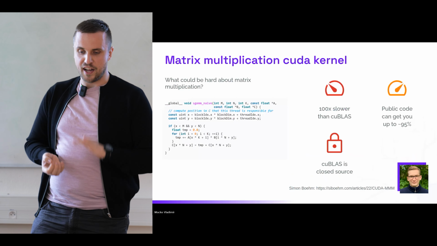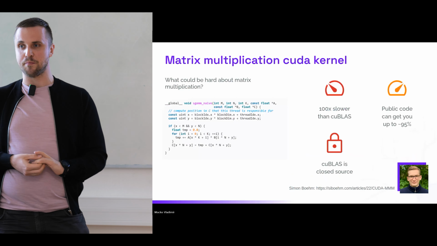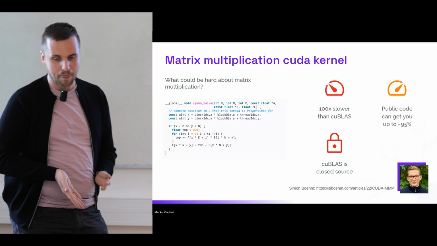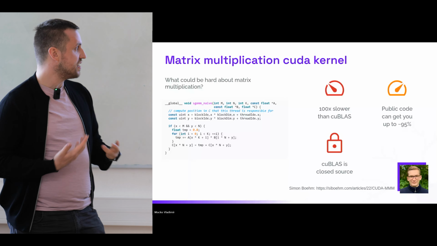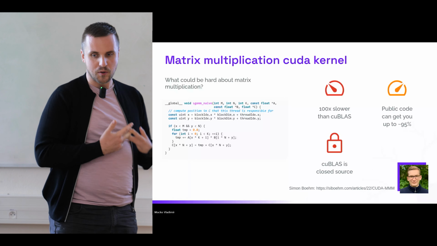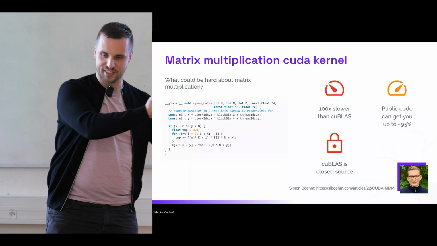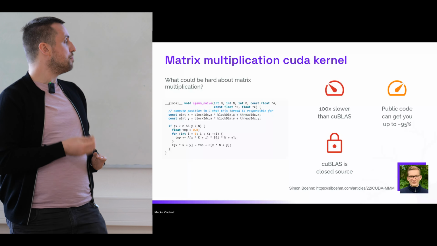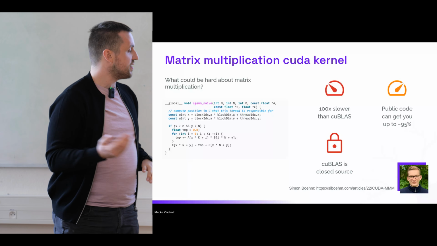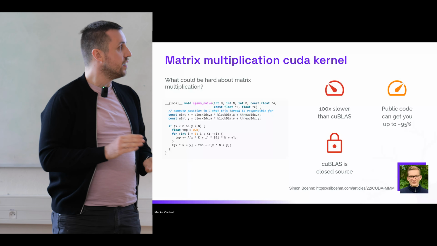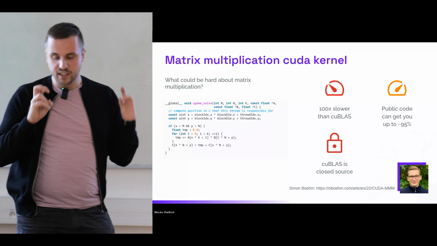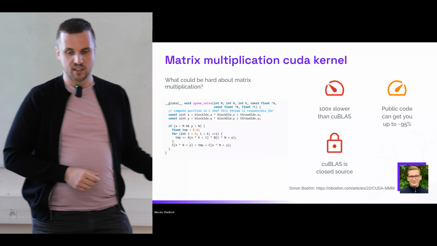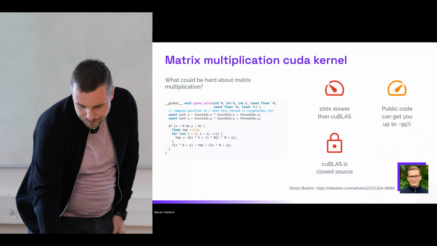Well, the problem is that it's 100 times slower than the reference implementation that you have in libraries like cuBLAS. Unfortunately, cuBLAS is not open sourced, so we don't know what's inside, and we cannot just take it, copy-paste it, and change it. And the best public implementation that is available is done by this lovely gentleman, which achieves only 95% of the speed of the closed-source cuBLAS.